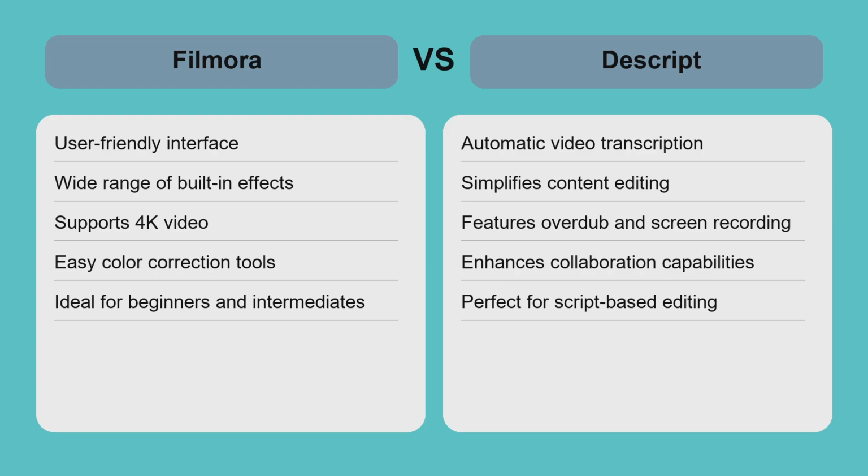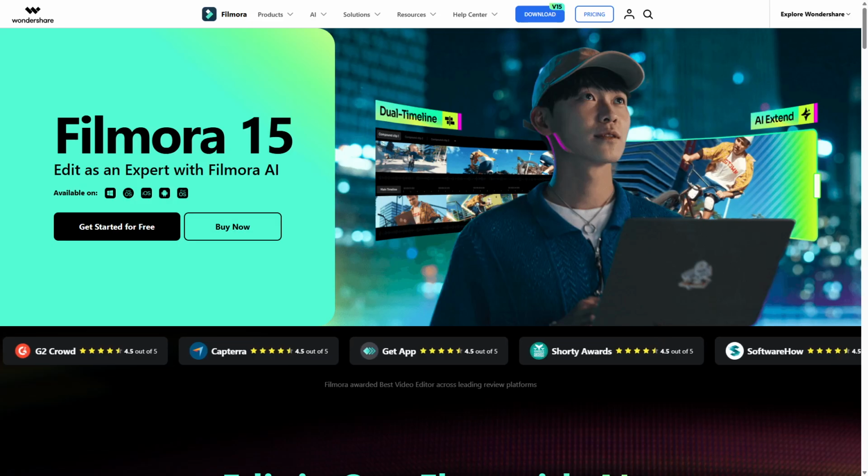If you need traditional editing with effects, Filmora wins. If your focus is on fast, script-based editing and collaboration, Descript is the better choice. Both tools serve distinct workflows, so selecting one depends on your project's priorities.